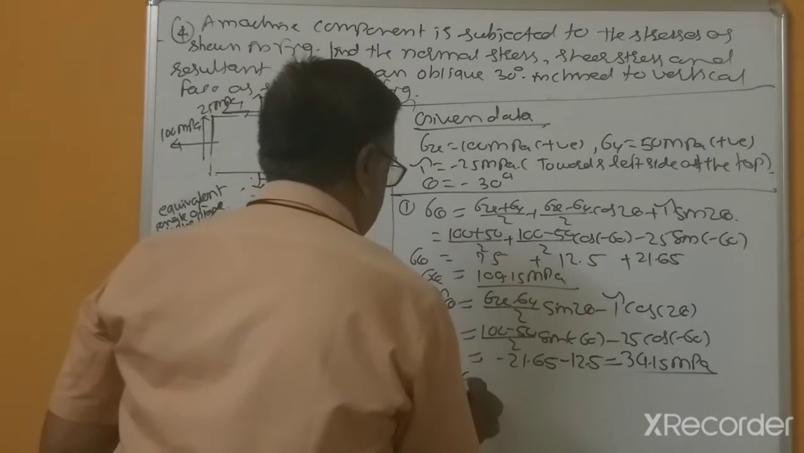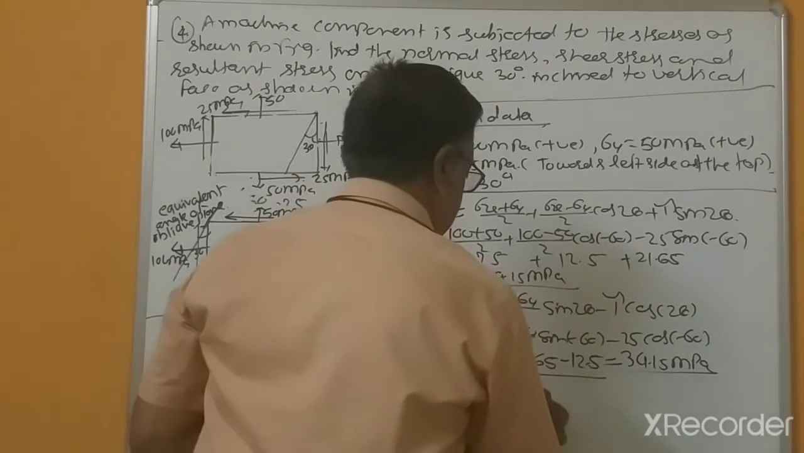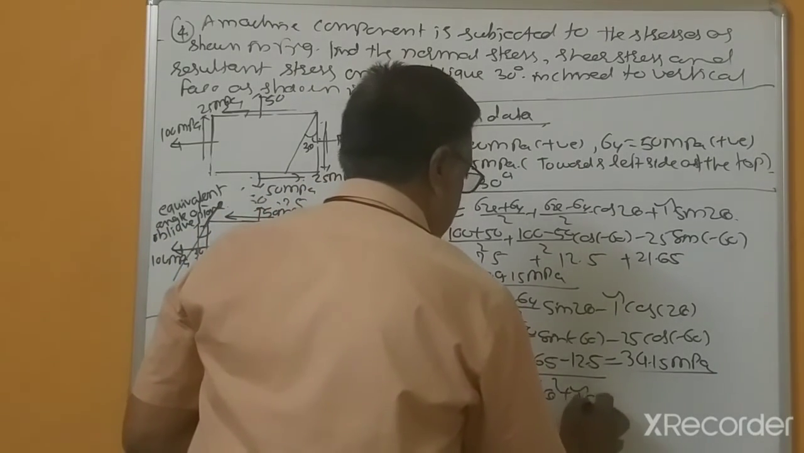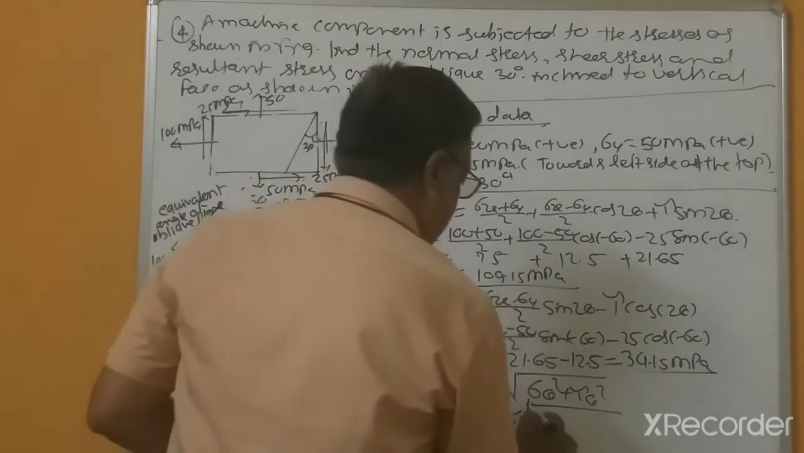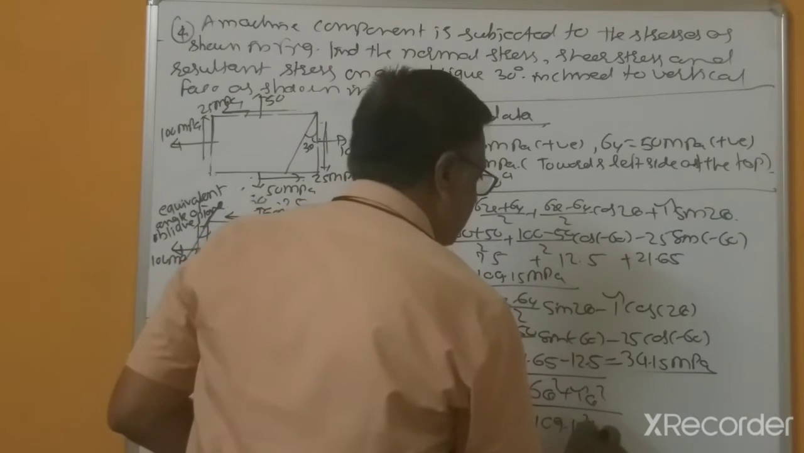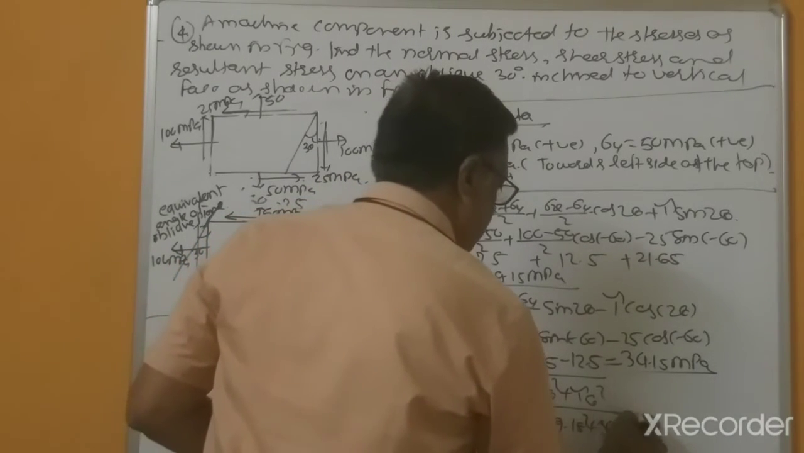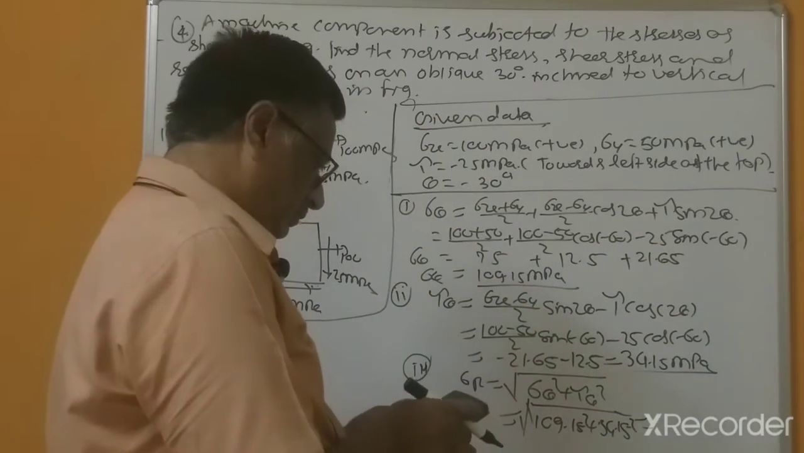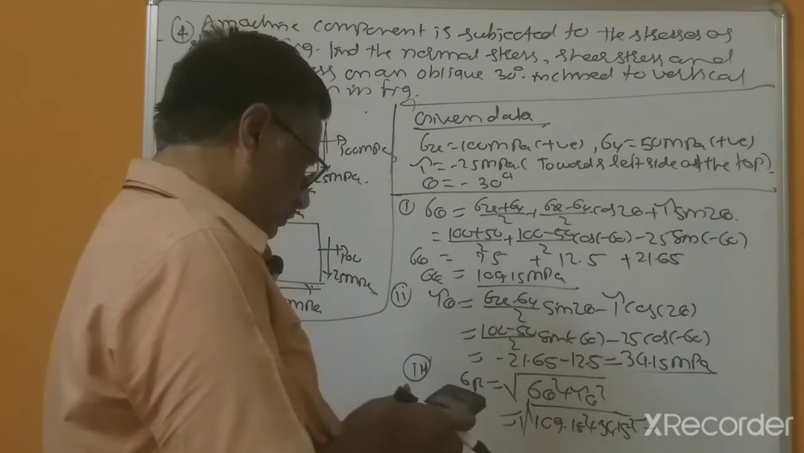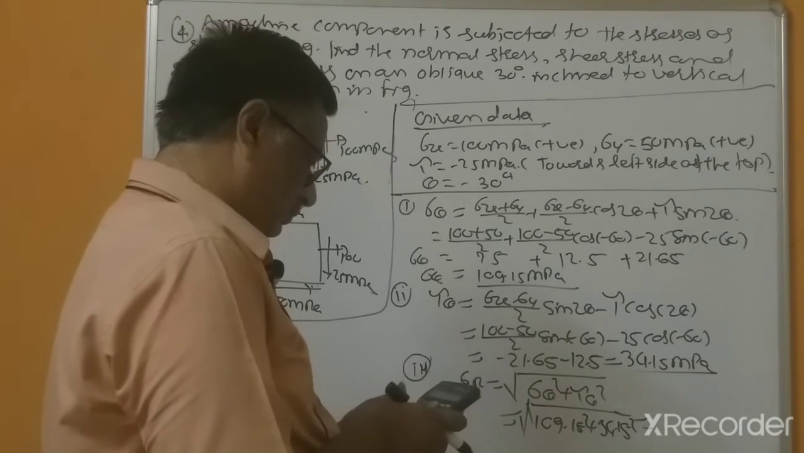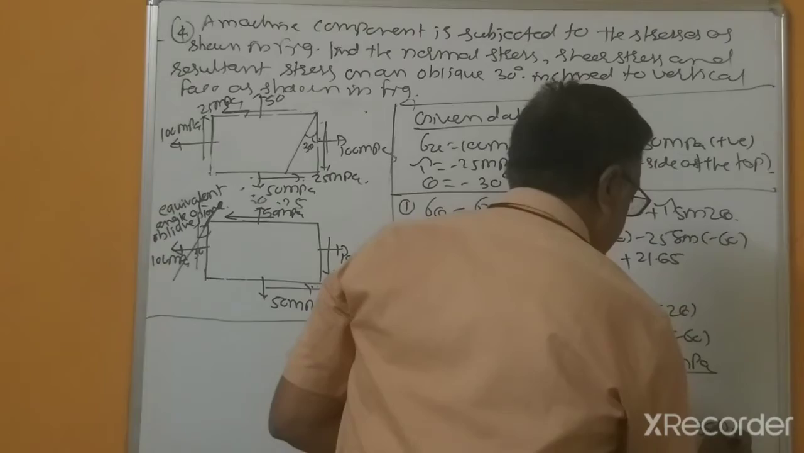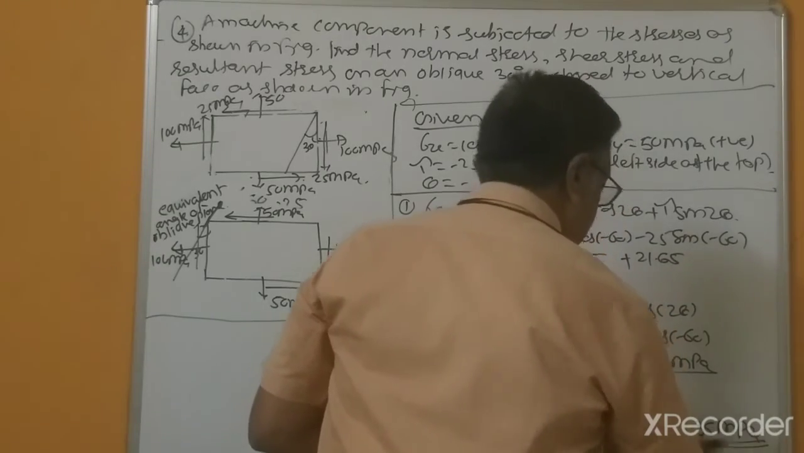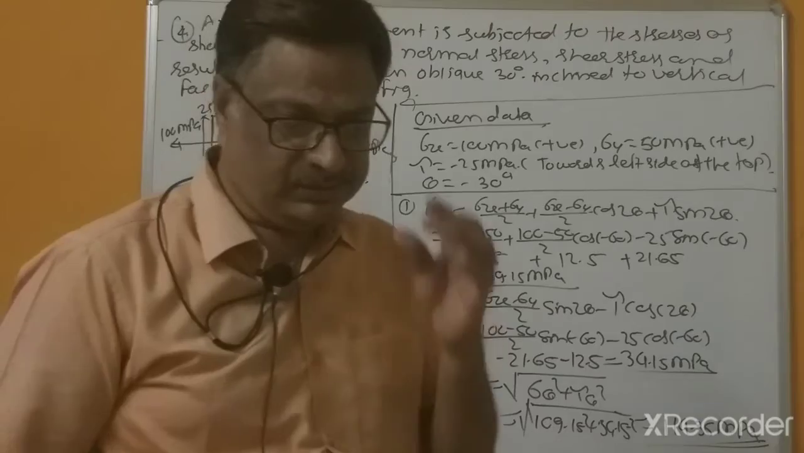Third bit, sigma r equal to square root of sigma theta square plus tau theta square. So these are the different cases. 109.15 square plus 31 point something square. This is 114.36 megapascals. So these are your required answers.